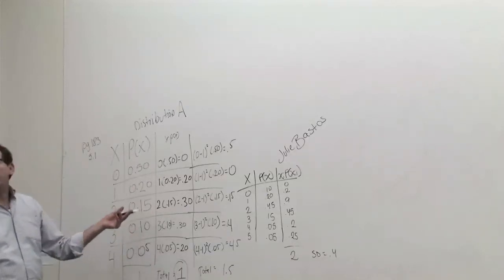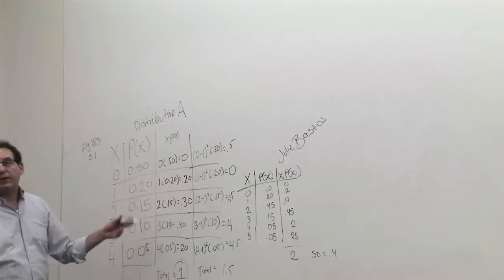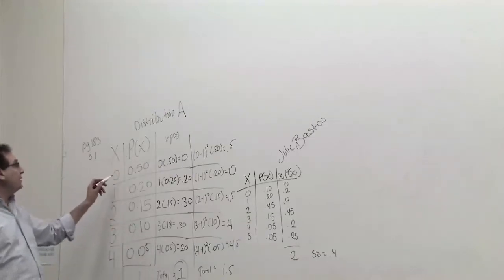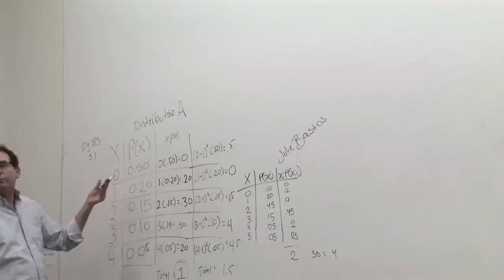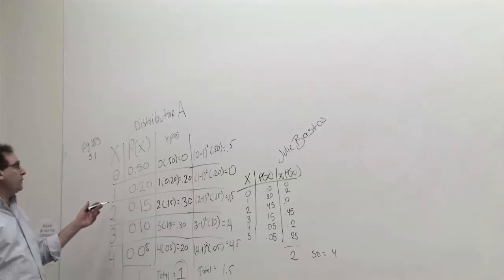Now, could you use the binomial shortcut formula for this example? The answer is no, because this is not a binomial. There's not two possibilities. There's nothing flipping coins here. There's nothing to do with binomial.